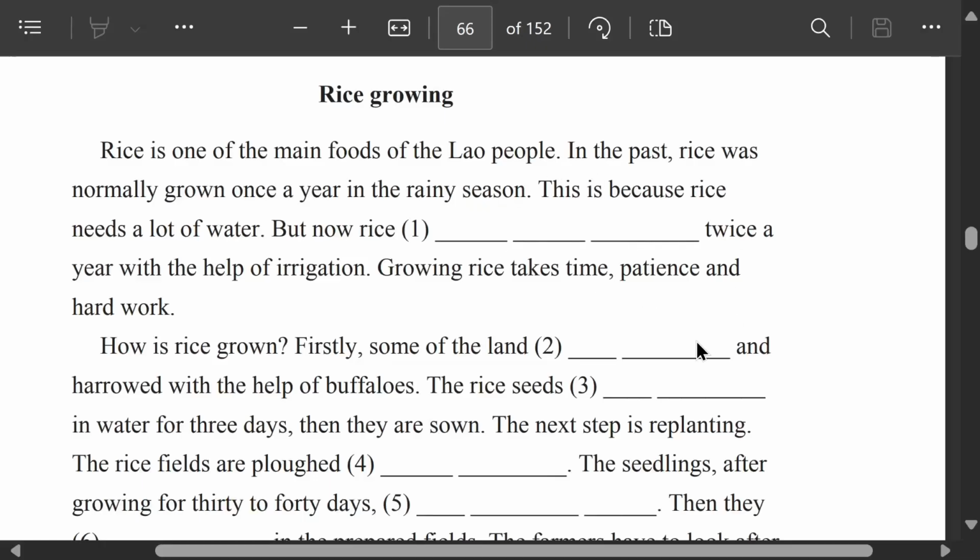The previous, they can grow the rice only one time per year. But now he can grow the rice two times per year. Like this. But now rice, rice is the subject. What is the tense? What is the tense?